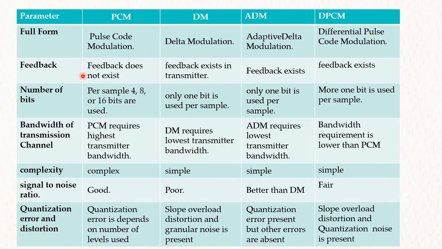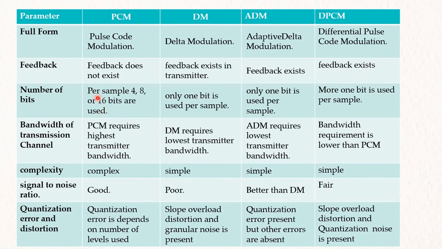First is the full form. The full form of PCM is pulse code modulation, DM stands for delta modulation, ADM stands for adaptive delta modulation, and DPCM stands for differential pulse code modulation. Now the feedback: PCM is made up of only 3 basic blocks: sampler, quantizer and encoder. There is no feedback. In DM there is a feedback, and the job of the feedback is to give a delay and to generate the error signal. Again ADM has a feedback circuit. In case of DPCM we have a feedback circuit, and the feedback circuit consists of a predictor circuit.